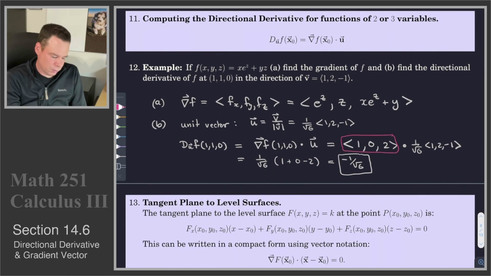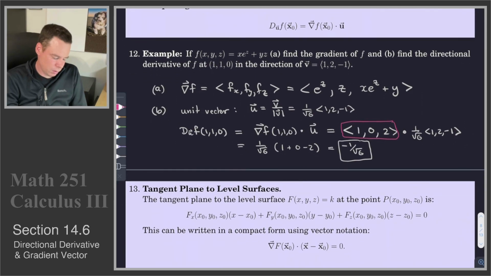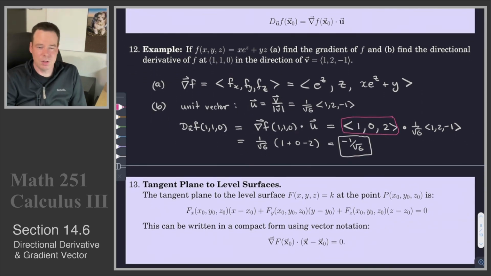Alright, that's it for the first part of this lecture: introduction of the directional derivative, the gradient vector, how to calculate them, and a little bit of the geometry around them. In the second part, we're going to come back to this question of a tangent plane and look at it for level surfaces and do some examples there. So I'll come back in the second part to finish off this lecture. See you then.